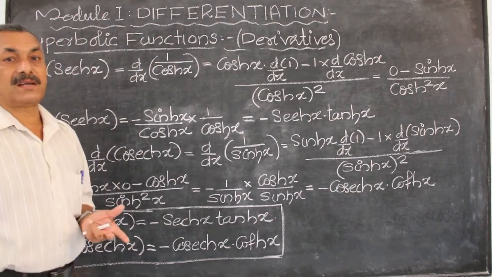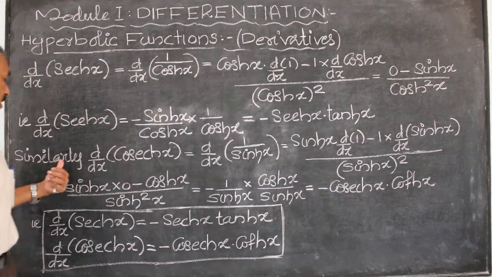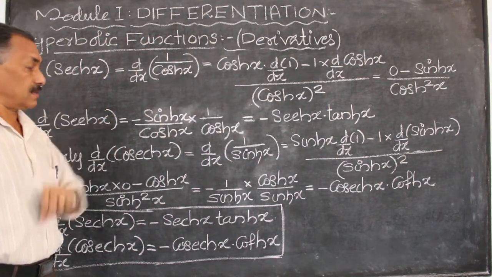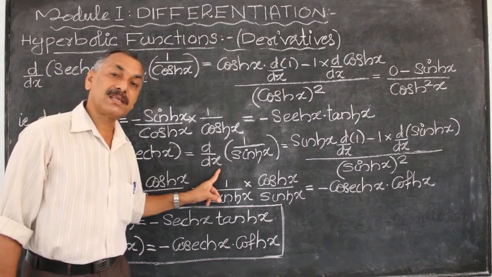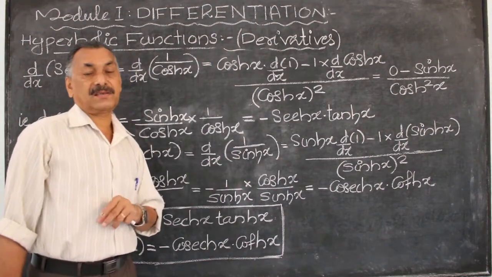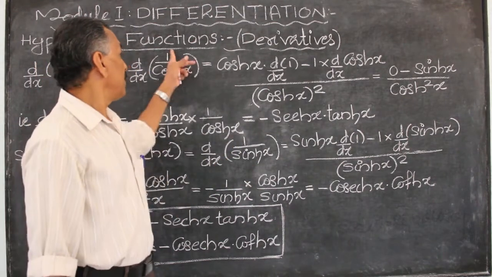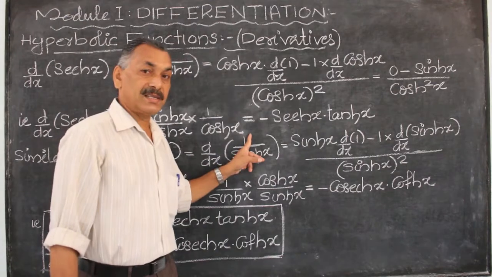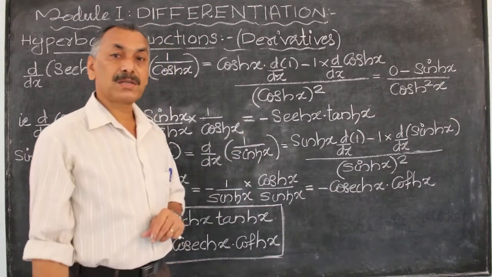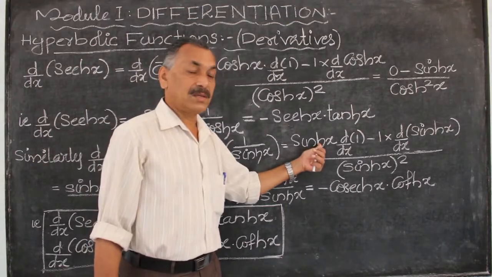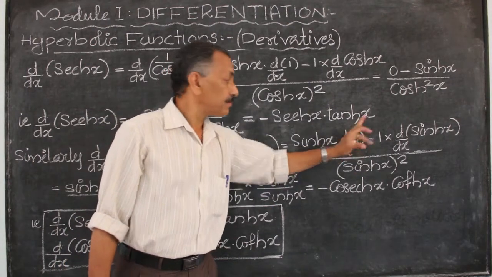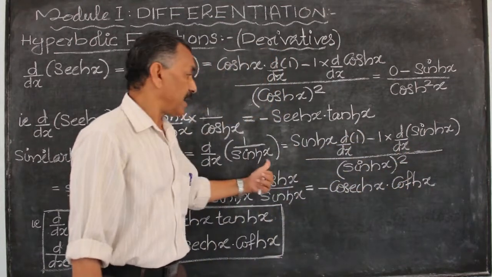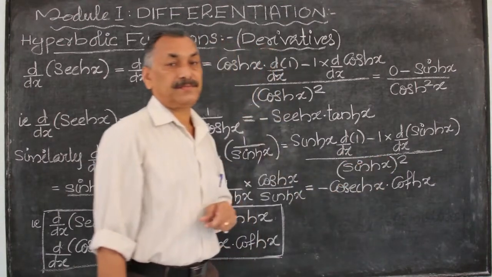Okay? Similarly, we consider the derivative of cosech x. That is d by dx of cosech x. What is cosech x? 1 divided by sinh x. Sech x is equal to 1 by cosh x, and cosech x means 1 divided by sinh x. Apply the quotient rule: denominator sinh x into derivative of numerator 1, minus numerator 1 into d by dx of denominator, divided by denominator square, sinh x whole square.